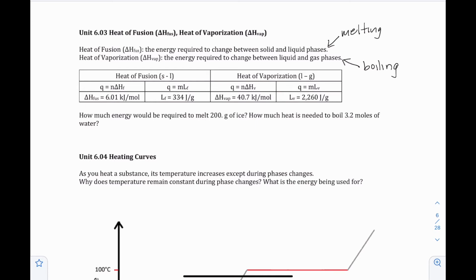Okay, so our practice problem says, how much energy would be required to melt 200 grams of ice? So we're going to start with 200 grams of ice, and we're going to use the heat of fusion value because we are melting, okay? And since we're starting out with grams, we're going to use 334 joules per gram. Notice how our units are canceling out, so we're going to be left with joules in our answer.